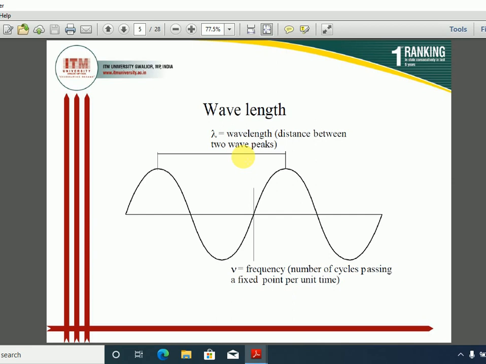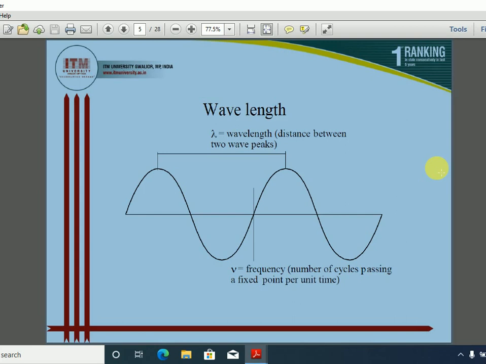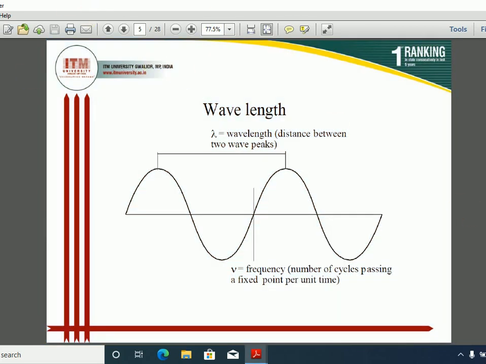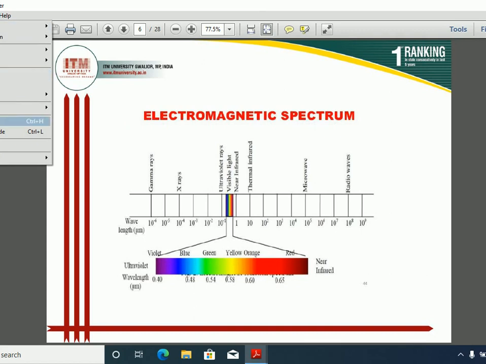The wavelength and frequency are two important things when we talk about light characteristics. Light is a form of energy, and the velocity of light is considered to be c equal to nu lambda. And what is c? c is the velocity of light, nu is the frequency, and lambda is basically the wavelength.